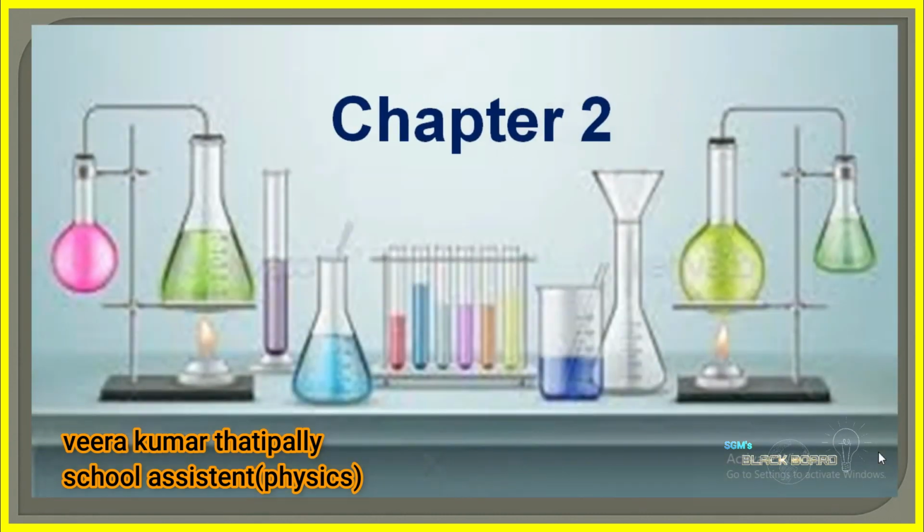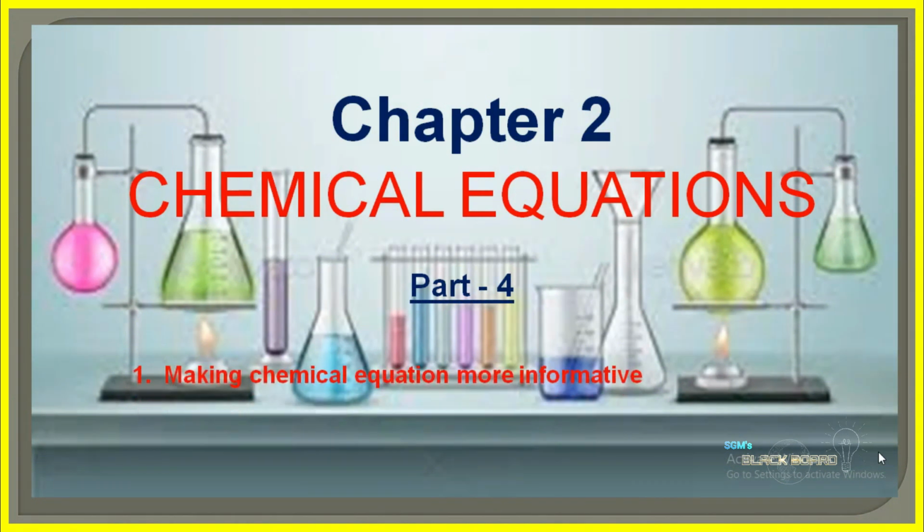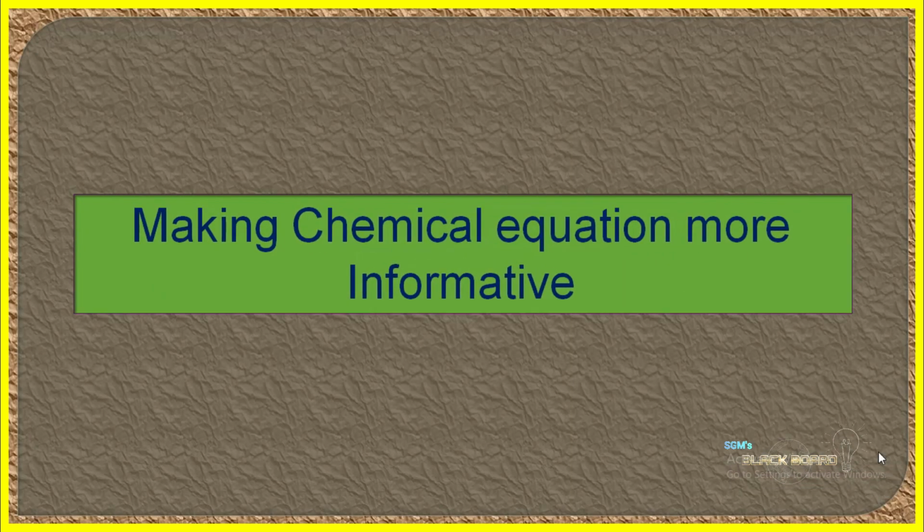Today in this session we are going to discuss 10th class chapter 2, chemical equations, part 4: making chemical equations more informative and interpreting a balanced chemical equation. Let us begin with the concept of making chemical equations more informative.